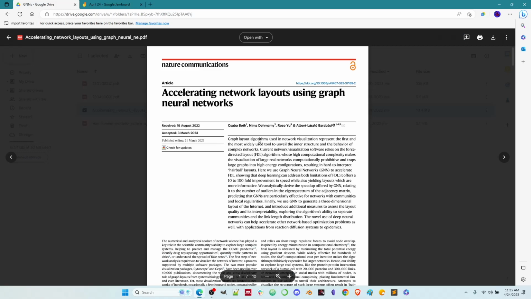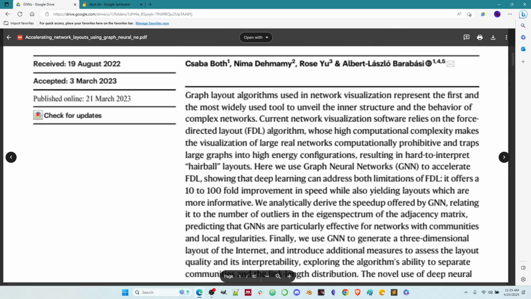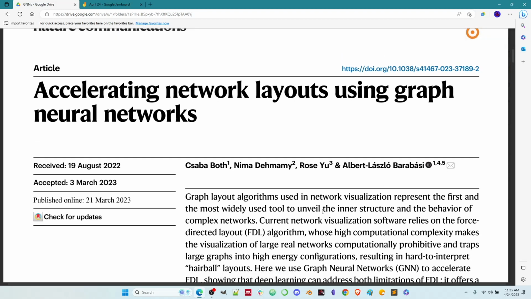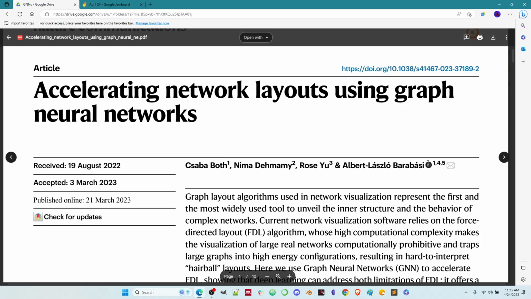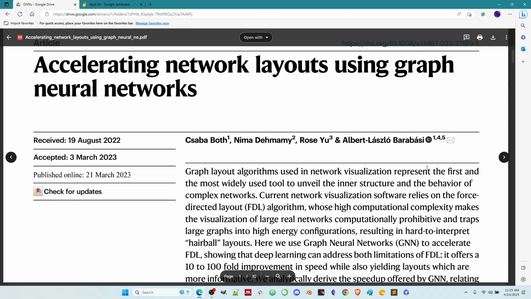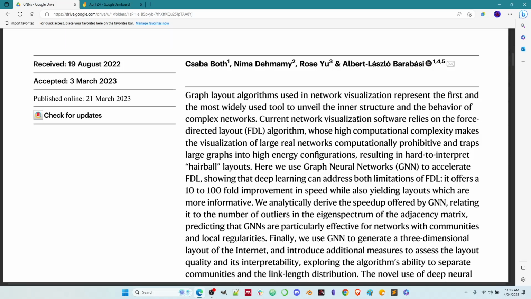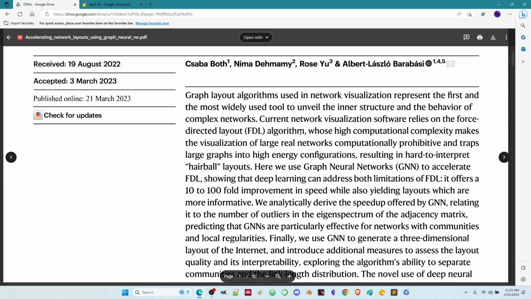This is a nice paper on accelerating network layouts using graph neural networks. So this is actually having to do with visualization, and this is an application of graph neural networks. It's quite interesting. Albert-László Barabási, who is a pioneer in network science, is an author on this. It's nice, he's getting into graph neural networks. The abstract of this paper reads: graph layout algorithms used in network visualization represent the first and most widely used tool to unveil the inner structure and behavior of complex networks. Current network visualization software relies on the force-directed layout algorithm.